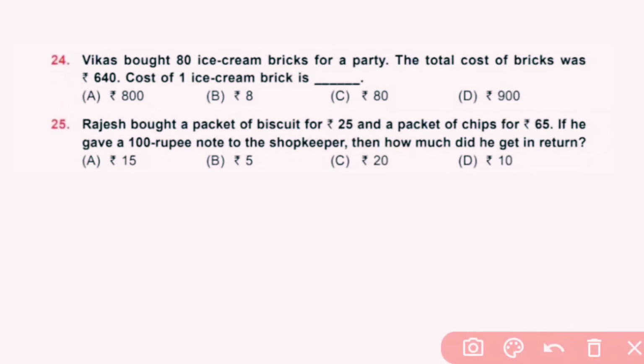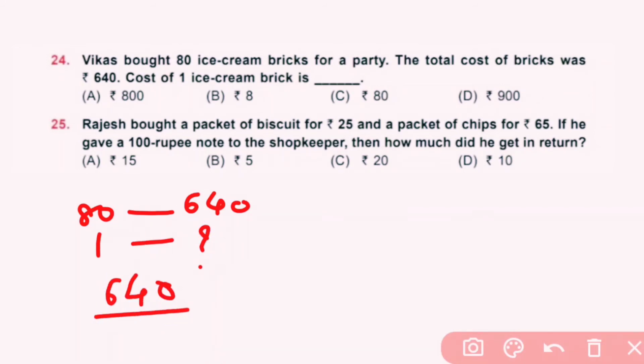Question number 24. Vikas brought 80 ice cream bricks for a party. The total cost of bricks was rupees 640. Cost of one ice cream brick is dash. So cost of 80 ice cream is 640 and we have to find out cost of one ice cream. So here we need to divide 640 divided by 80. Get cancel. 8 ones are 8, 8 eights are 64. So cost of one ice cream is 8 rupees. So here B is correct answer.